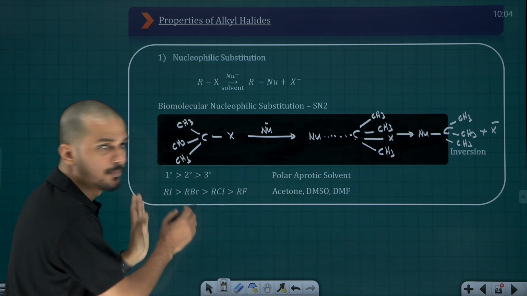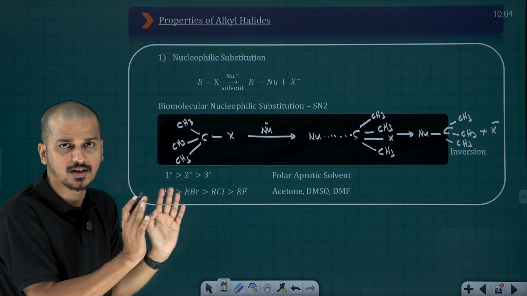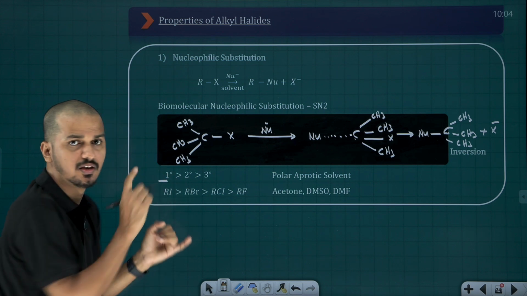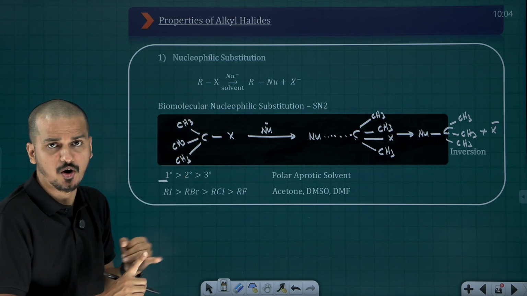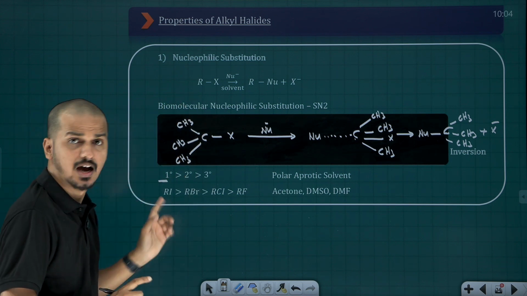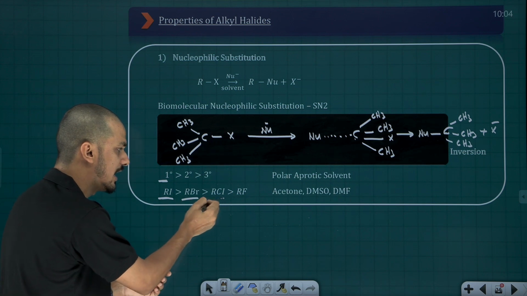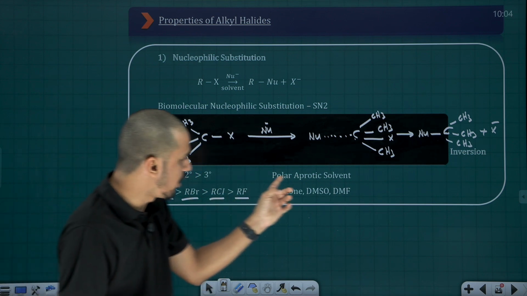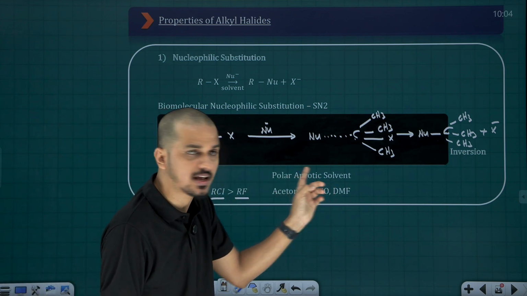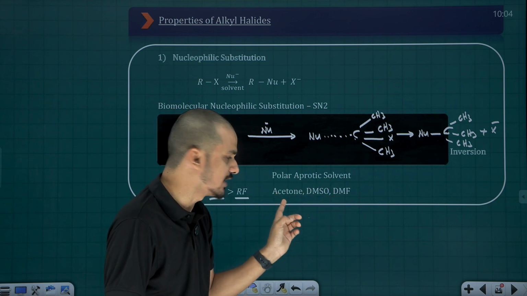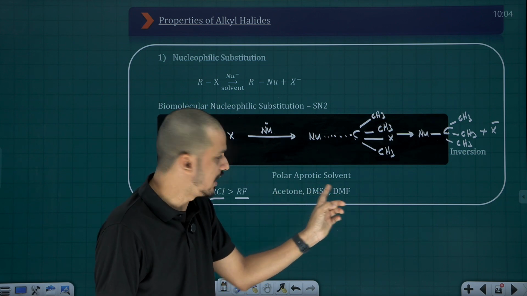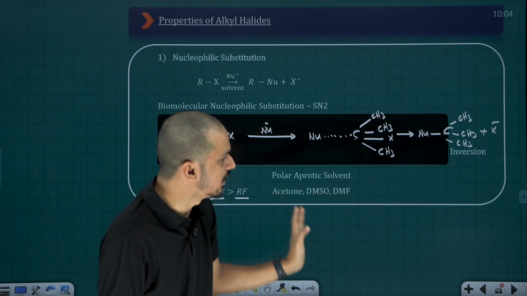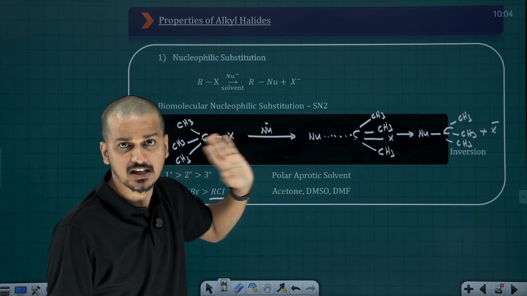So this depends purely on steric hindrance. Primary will give more SN2 product than secondary, than tertiary. And RI will give more than RBr, than RCl, than RF. And the possible solvent here is a polar aprotic solvent, that means acetone, DMSO, as well as DMF, dimethylformamide. Like that only, that will give this SN2 reaction.